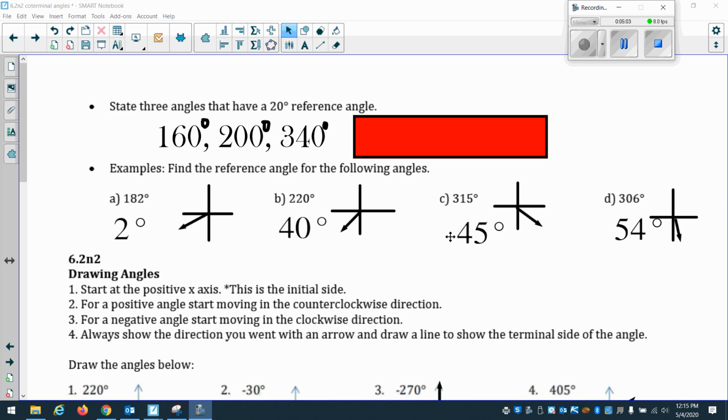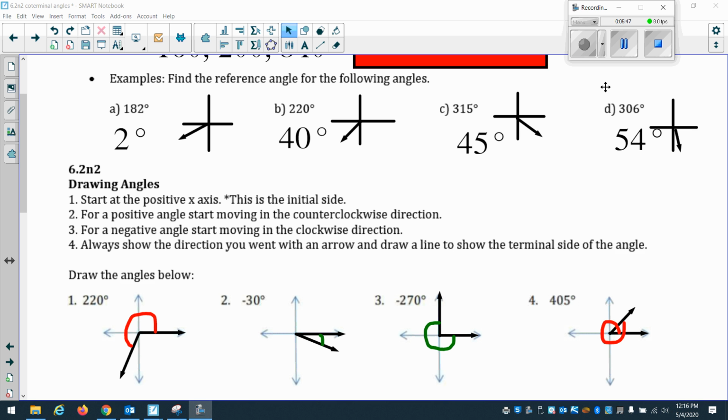We should have gotten the following reference angles. So 182 is roughly in that ballpark for quadrant 3. So we take 182 minus 180 and our reference angle would be 2 degrees. For B, we take 220 minus 180 and we get 40 degrees. For 315, that's actually on the unit circle, so it's going to have the same color as I had, which was green. So you take 360 minus 315 and you get 45. 306 is also in the 4th quadrant, so you take 360 minus 306 and you get 54 as a reference angle.